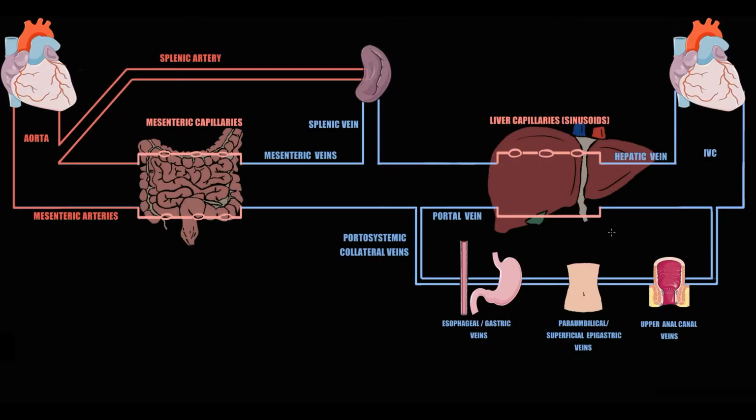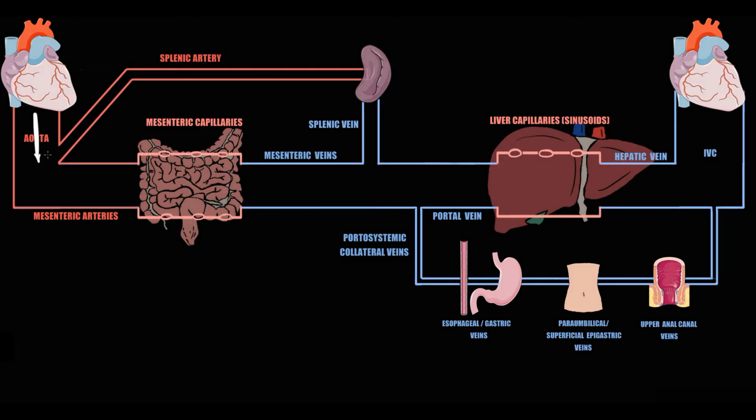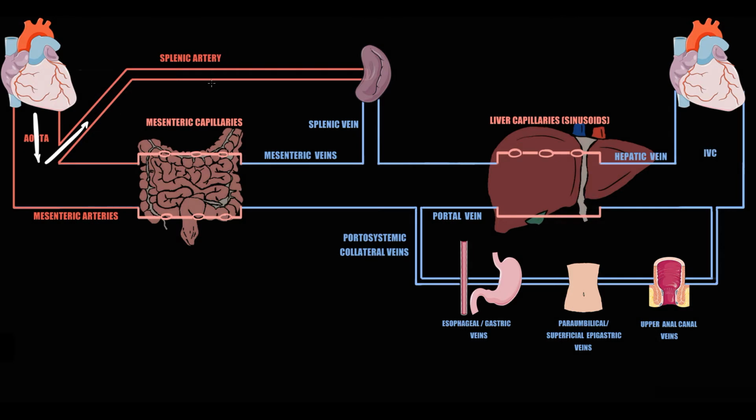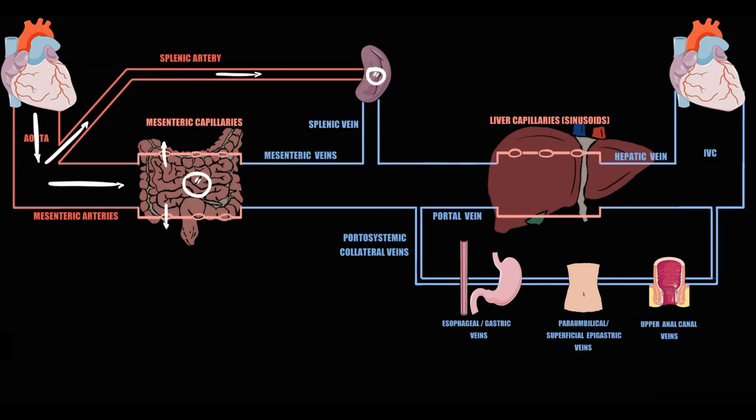What's up? First of all, to understand how portosystemic shunts develop, we have to recall splanchnic circulation. Initially, the left ventricle pushes blood into the aorta, and from the aorta, blood goes into the splenic artery that supplies blood to the spleen, and the mesenteric arteries that supply blood to the intestine, where in mesenteric capillaries fluid exchange occurs.